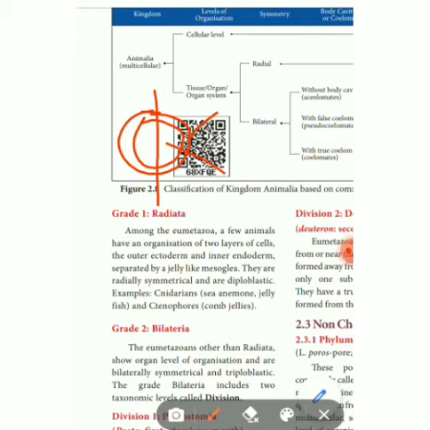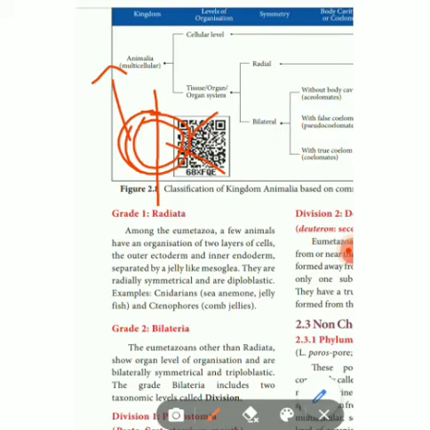In between, a space is there. This space is filled with a jelly-like fluid that is called mesoglea. So they are radially symmetrical and diploblastic in nature. Already we have seen what is radial and what is diploblastic. So what comes under Radiata? Grade 1 Radiata: Cnidaria, sea anemone, jellyfish, and Ctenophora, comb jellies. These come under the Radiata.